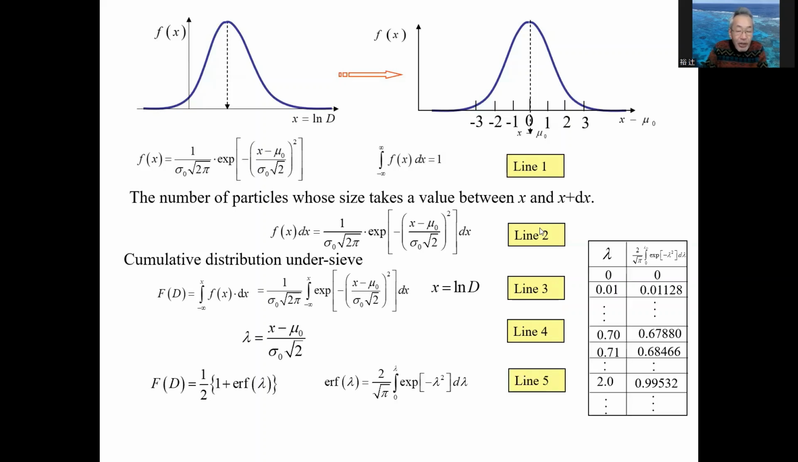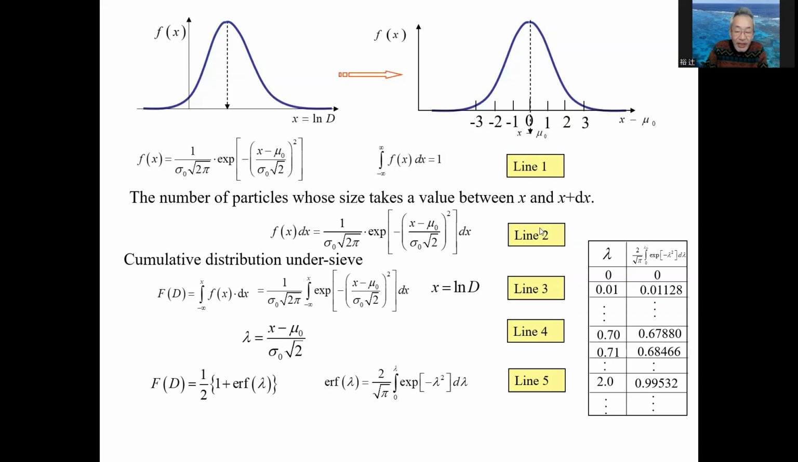Rewriting Fd in terms of lambda, we end up with the equation on the fifth line. L lambda on the right-hand side is the Euler function. The Euler function is defined by the second equation on the fifth line. The values of the Euler function are provided in the numeric table. A part of the numeric table is shown on the right.